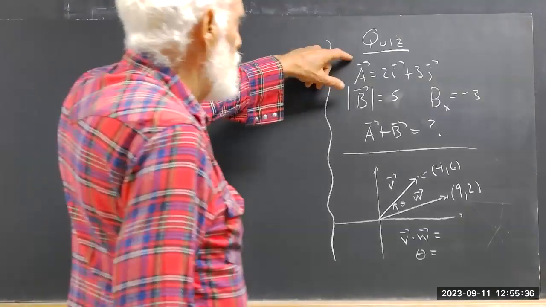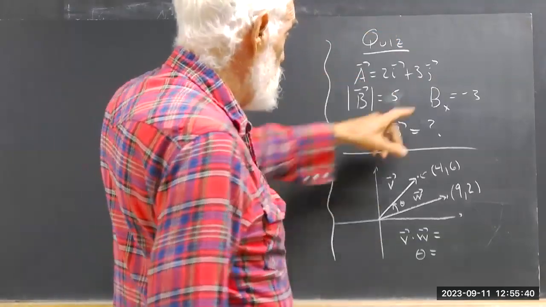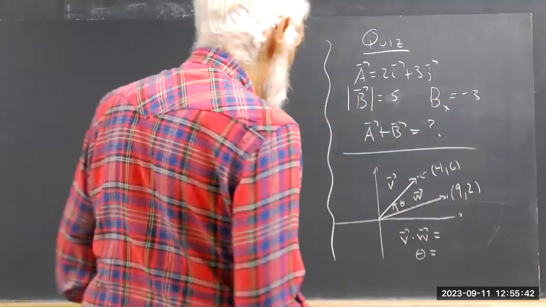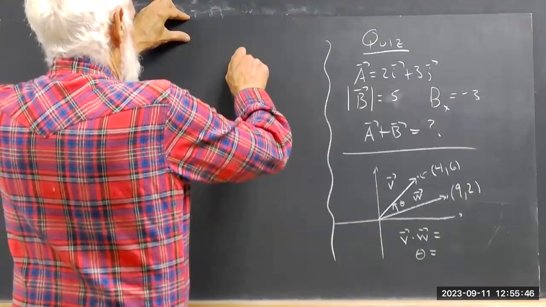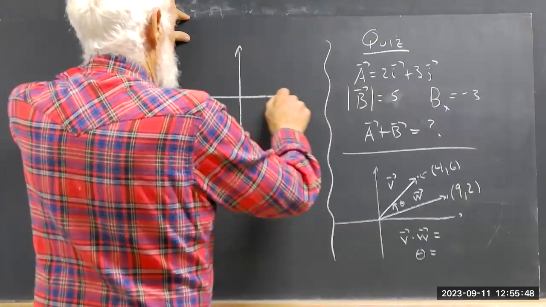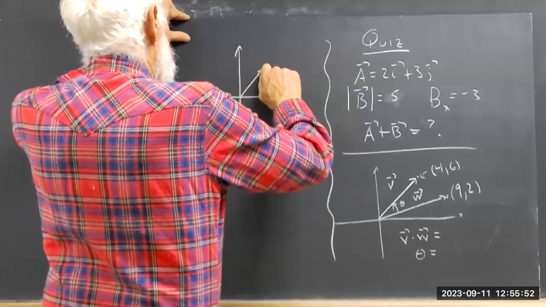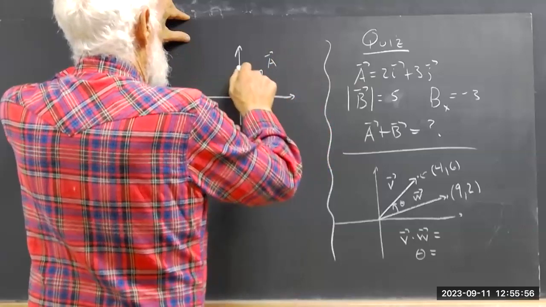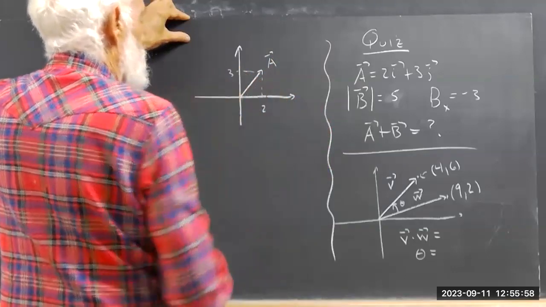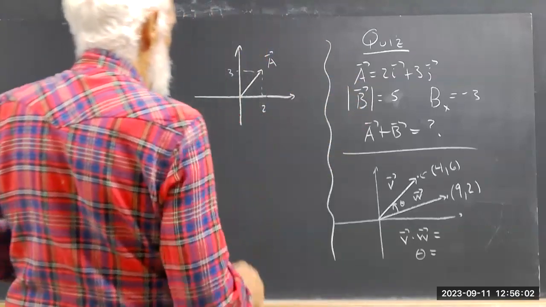Okay, got a vector A where I gave you the components. A vector B has magnitude 5 and the x component's -3. You know, I always recommend a sketch. Okay, 2i plus 3j would be maybe here. This is 2. This is 3. Magnitude of B is 5 and the x component of B is -3.